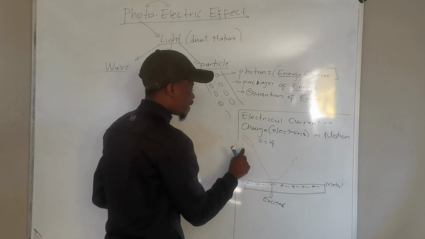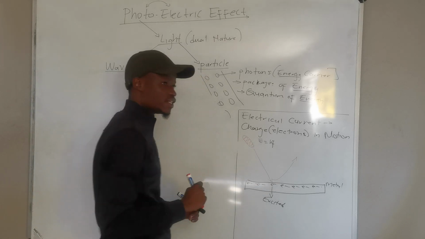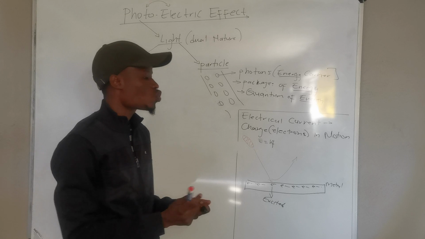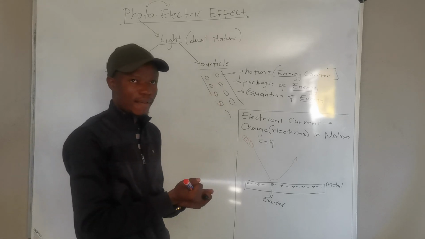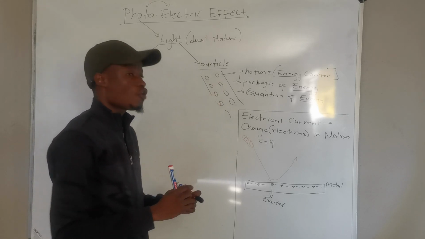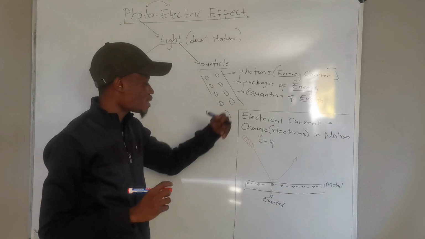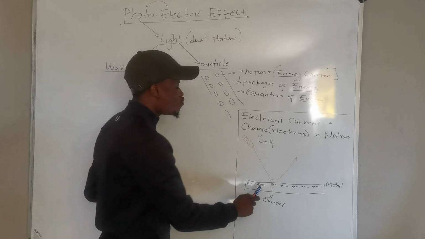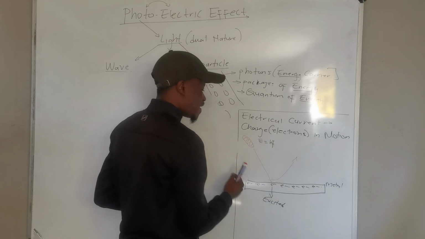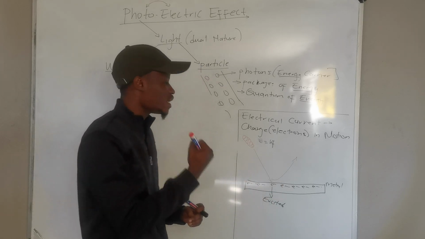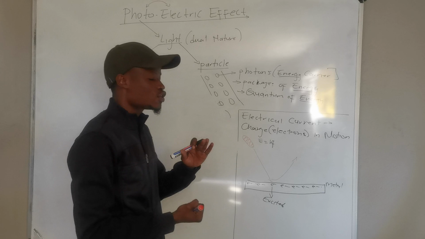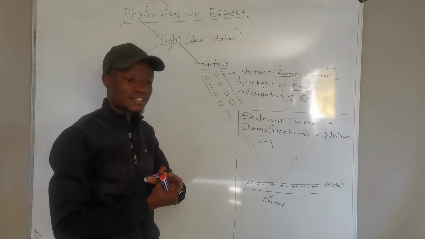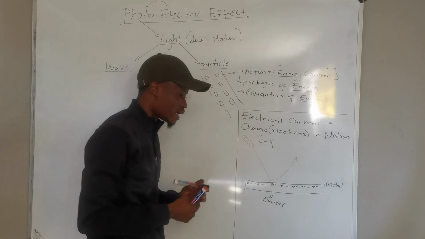Okay, let me say that one more time. Now, when the electron receives the energy, it wants to do what? It wants to jump out of the metal. But for it to jump, it must have sufficient energy to overcome the energy that the electron is bound to the metal with. I think I put that in a nice way.